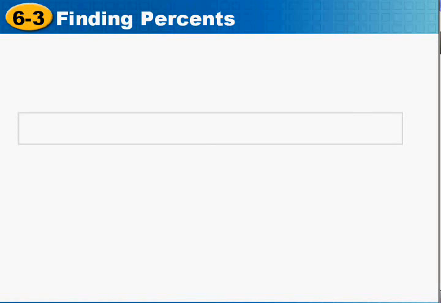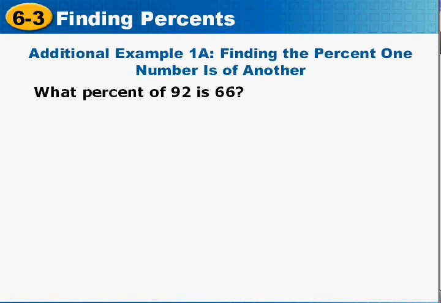Alright, we're going to be learning how to find percents. Right there, learn to find percents. Here's your first example of what I'm talking about: finding the percent one number is of another. Finding what percent of one number is of the other. So there's two methods to doing this. I'm going to show you both.